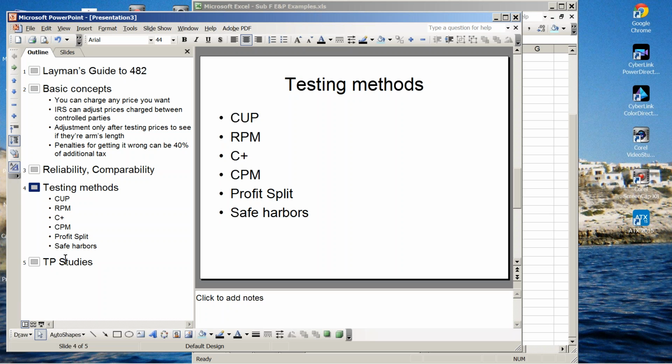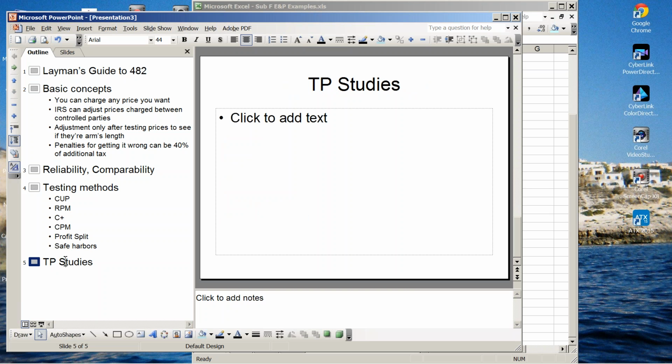There's often a lot said about transfer pricing studies. You do not need a transfer pricing study unless the IRS makes an adjustment, and then you need to have one, and you need to give it to them within 30 days, and it needs to support the prices you actually charged. So while you're not required under the regulations to do a transfer pricing study, a prudent taxpayer does one before finalizing prices.